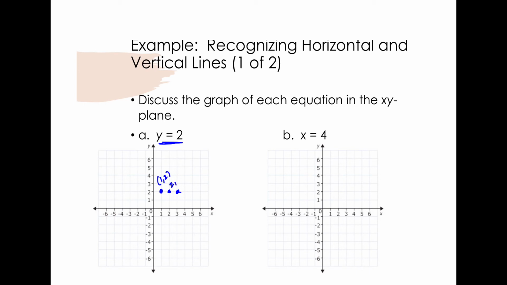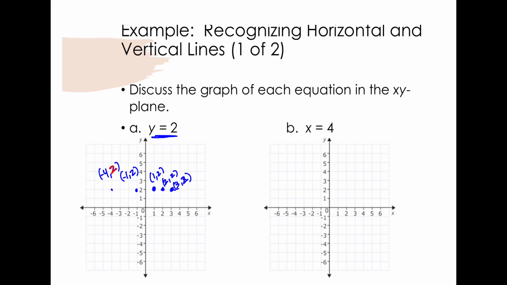This is at 2 for x, 2 for y. This is at 3 for x, 2 for y. This would be at negative 1 for x, 2 for y. This is at negative 4 for x, 2 for y. So notice that y is equal to 2 in each of these ordered pairs. That's why we can say that a horizontal line is where the y's are all 2's. Doesn't matter what the x's are, the y is all 2's. That's what gives us a horizontal line.